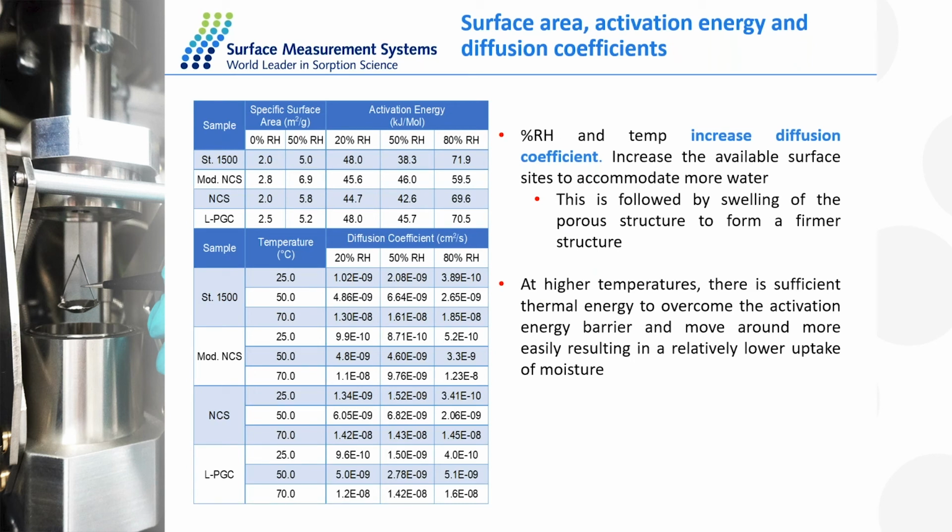So in this table here, we are looking at the activation energy and the diffusion coefficients. And the relative humidity and temperature increase the diffusion coefficient. So because we now have an increased surface area with regards to our relative humidity, we now have an increased diffusion coefficient. And this could be followed by the swelling of the porous structure from a firmer structure. So at high temperatures, there is sufficient thermal energy to overcome the activation energy barrier. And so now the atoms and molecules are very free to move in and out of the system. This can actually result in a lower uptake of moisture.